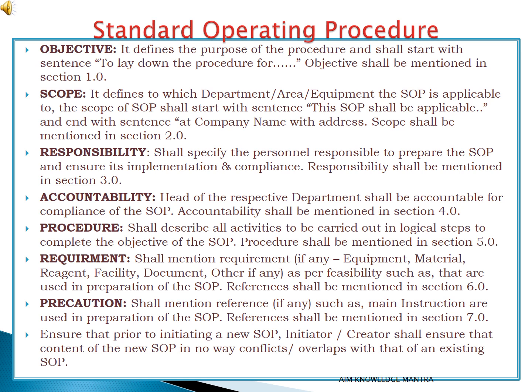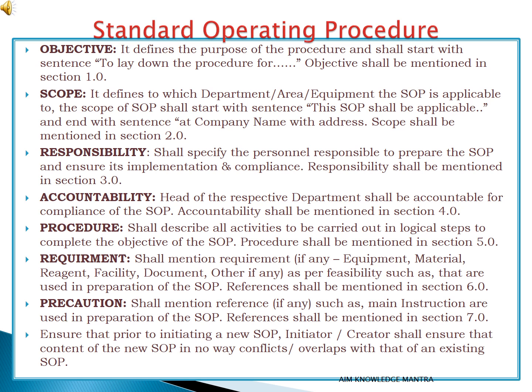Responsibility. Shall specify the personnel responsible to prepare the SOP and ensure its implementation and compliance. Responsibility shall be mentioned in section 3.0. Accountability. Head of the respective department shall be accountable for compliance of the SOP. Accountability shall be mentioned in section 4.0. Procedure. Shall describe all activities to be carried out in logical steps to complete the objective of the SOP. Procedure shall be mentioned in section 5.0.